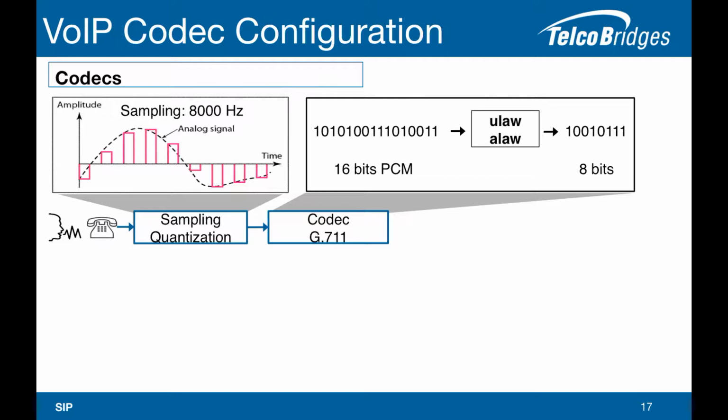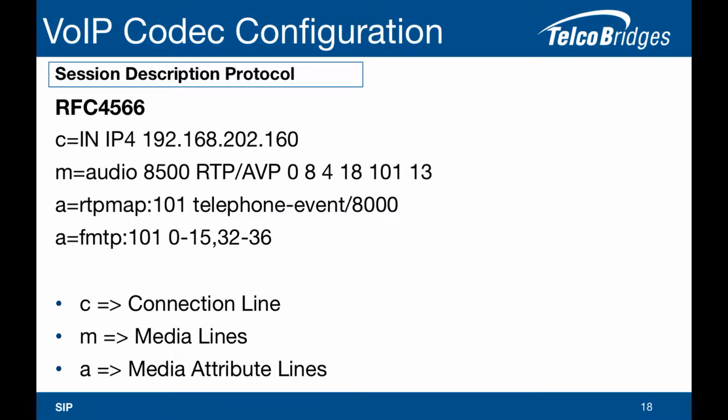Another way to save bandwidth is by using silence suppression, by not sending any packets when there's no voice. Here, the 16-bit samples are compressed and coded to 8-bit codes with either G.711 μ-law or A-law encoding scheme. After the encoding of the digital signal, the bit stream is encapsulated and sent in RTP packets over either UDP or TCP. The codec information is carried by SIP signaling using the Session Description Protocol defined in RFC 4566.